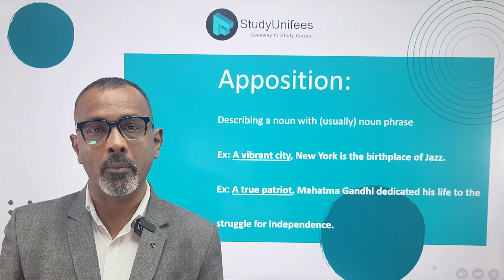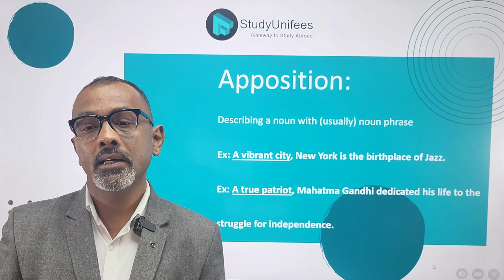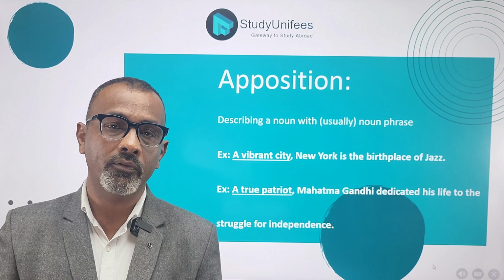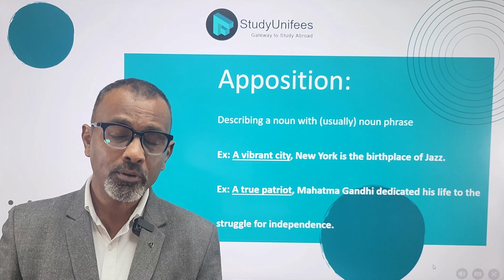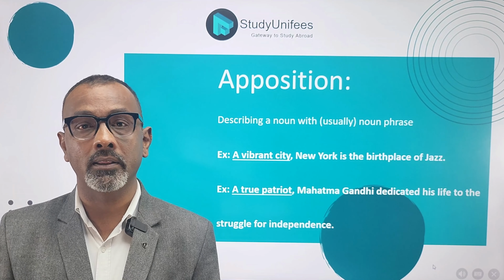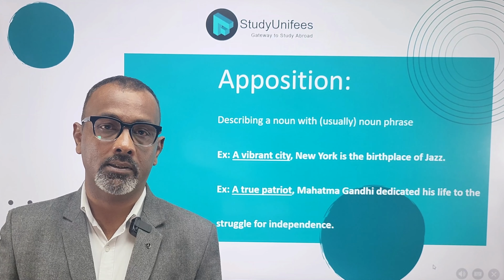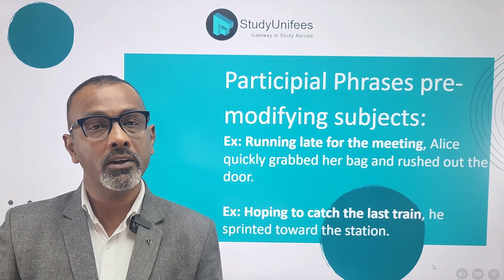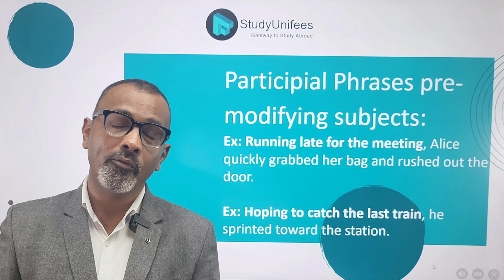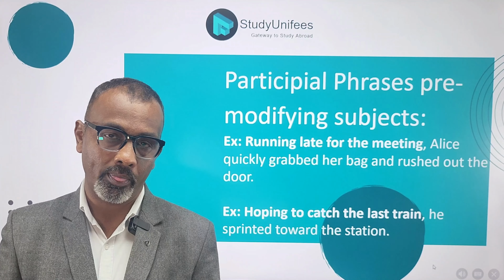Look at the second example. The independent clause is Mahatma Gandhi dedicated his life to the struggle for independence. The appositive, a true patriot, describes the noun Mahatma Gandhi and makes your sentence richer and more complex. Another way you can describe your subject before the independent clause is by adding a participial phrase.